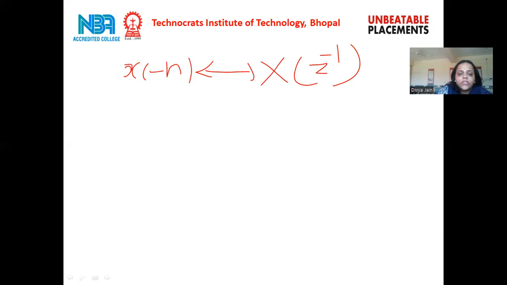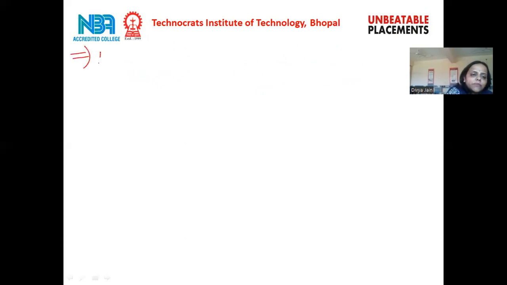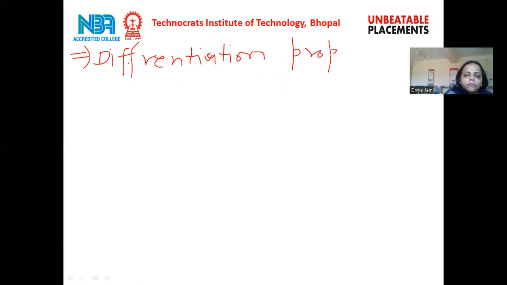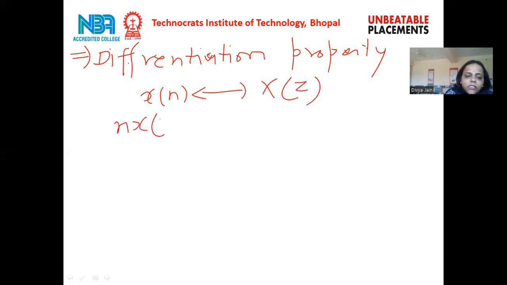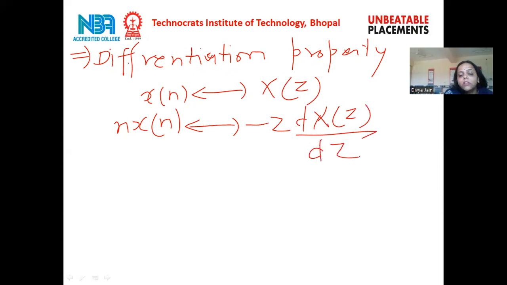Now the next property is the differentiation property. This property says that if the Z transform of x[n] is X(z), then the Z transform of n x[n] is minus z times dX(z) by dz. This is the statement of our differentiation property.